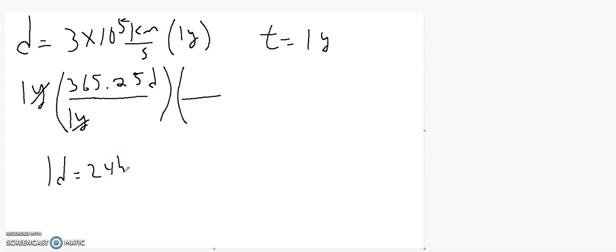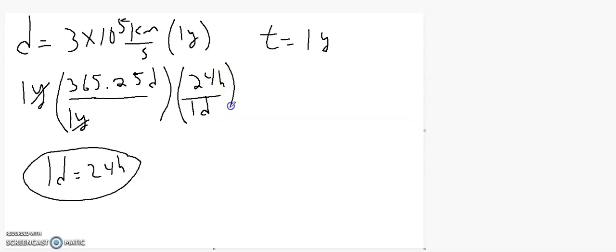This is a conversion factor. I've got to cancel the days, so I put 1 day in the denominator and 24 hours in the numerator. That's the reasoning, it's not just haphazard. So 1 day is 24 hours, and the days cancel. You multiply 365.25 times 24 and you get the number of hours in a year.